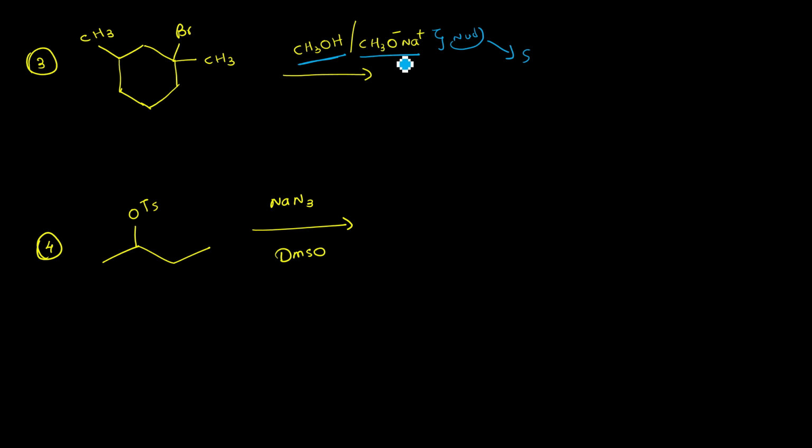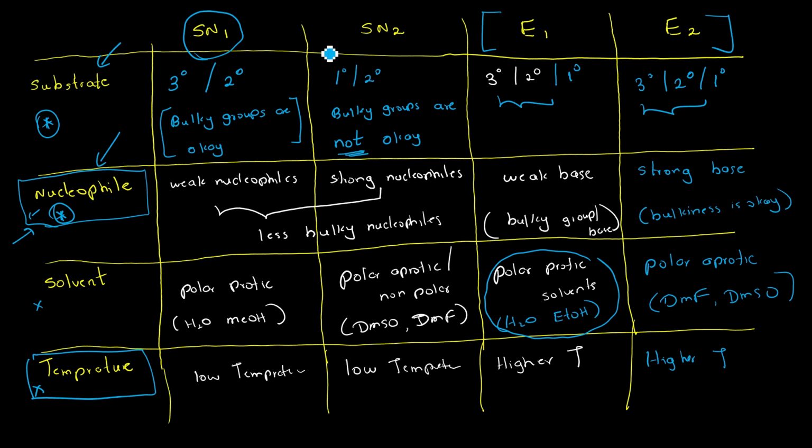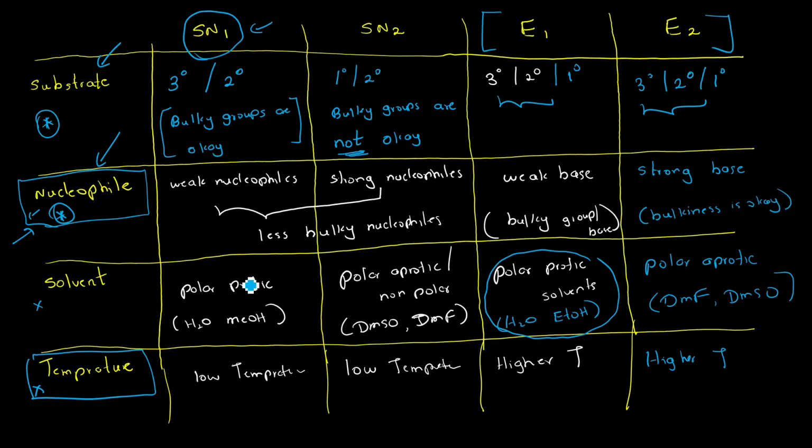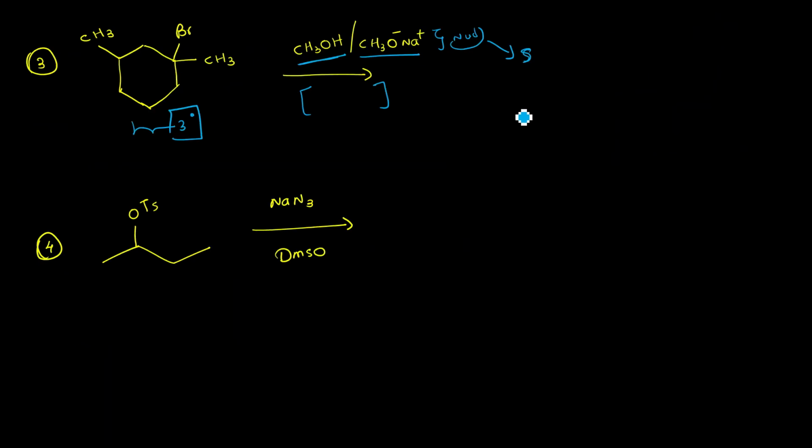When I look at my substrate, this is the point which I have to look upon, right? You can see this is a tertiary one. The temperature has not been given to us. So because of this lower bulkiness, I will go towards substitution reactions, and also this is a tertiary one, which means I would have to go towards SN1. And this is giving me polar protic solvents again, which verifies my decision as SN1. But in this case, the product will be like this.